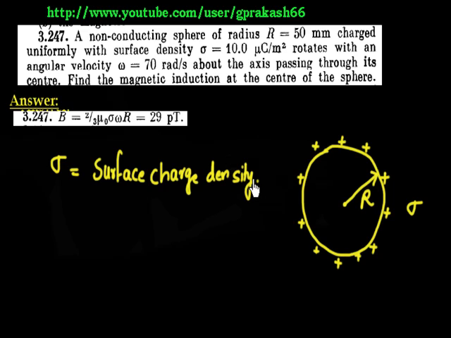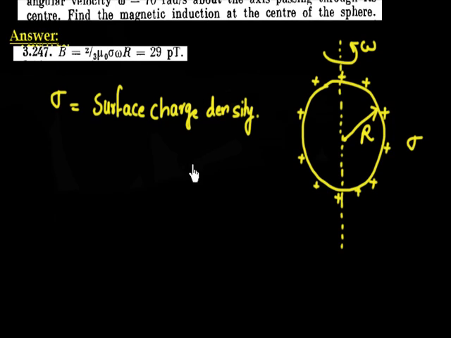Now we have to calculate magnetic induction at the center. This question says this sphere is basically rotated. So this sphere gets rotated about an axis. Let us say this is the axis of rotation, and it gets rotated with angular velocity omega. So we have to find the magnetic field at the center. How will we proceed? This time we will use this result.